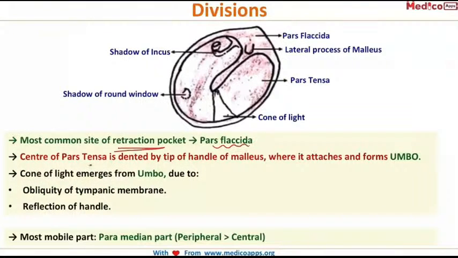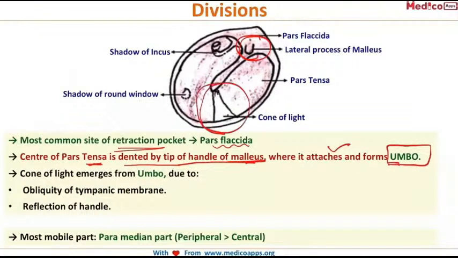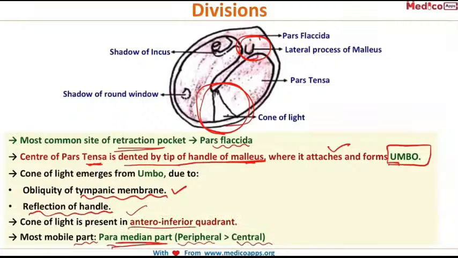Okay, and the center of pars tensa is dented by tip of the handle of malleus, where it attaches and forms the famous umbo. Okay, the cone of light emerges from the umbo over here. As you can see, it is due to the obliquity of the tympanic membrane and the reflection of the handle of the malleus. Okay. The most mobile part of these two is the paramedian part. Now another important point for identification, the cone of light is always present in the antero-inferior quadrant of the ear.